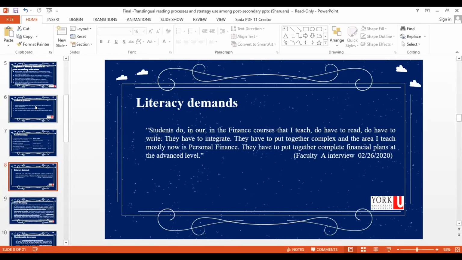And from the faculty members, as I said, we have received different kinds of points of view on translingualism. And the two things I am trying to note and reflect on are their literacy demands and critical thinking. In terms of literacy demands, one faculty member shared with us that students in the finance courses that I teach do have to read, do have to write, they have to integrate, they have to put together complex plans, and the area I teach mostly now is personal finance. They have to put together complex financial plans at the advanced level.